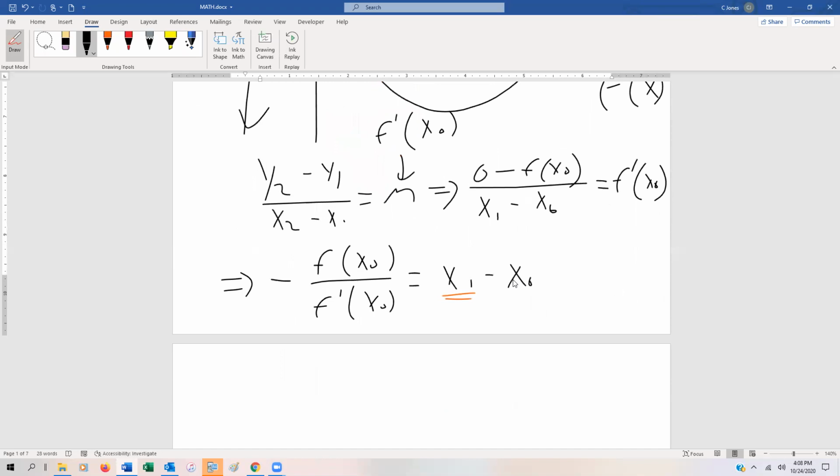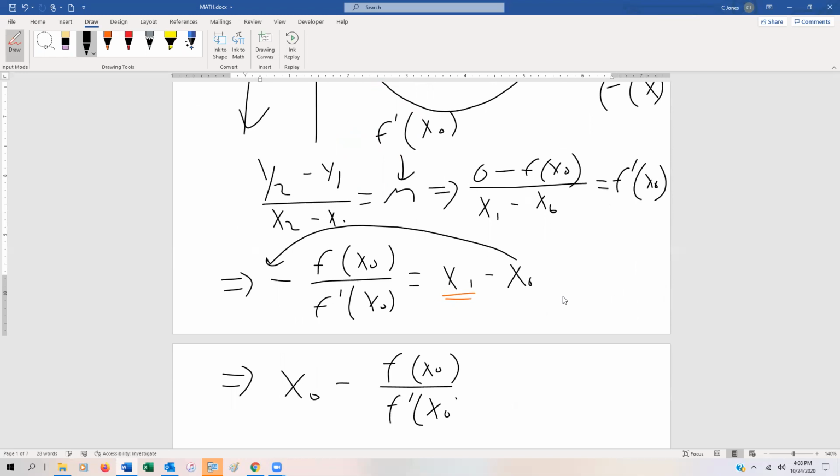And so let's just add x naught to the other side. We're just going to take this over, and we're going to get x naught minus f of x naught divided by f prime of x naught is going to be equal to x1. So in other words, we can guess the solution.